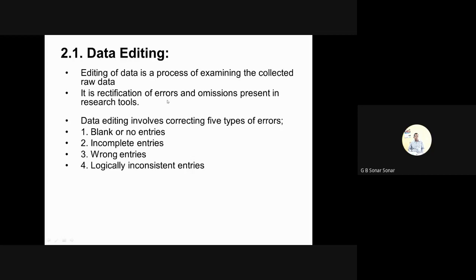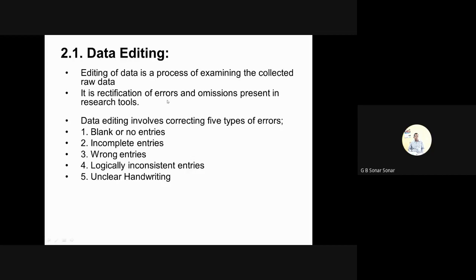So these types of errors are also found largely, particularly when we collect data depending on field investigators. They will not see this logical link and simply record so casually. So the researcher must take care of correcting this type of logically inconsistent entries in the research tools. The fifth type of error is unclear handwriting.